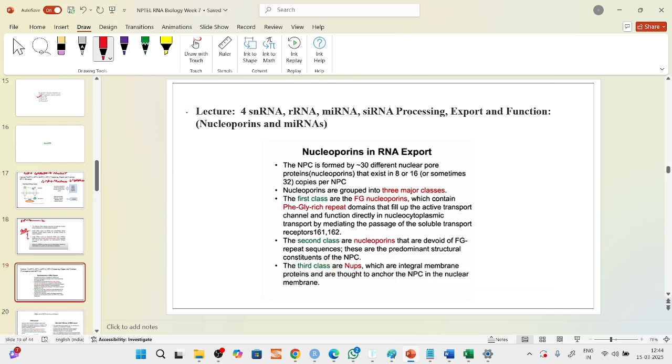Now we come to lecture 4, where they talk about nucleoporins in RNA export, and how these nucleoporins help in RNA export. We have already talked about how nuclear pore complexes are made up of pore proteins, and these nucleoporins are of three major classes. This is important. First is FG nucleoporins.